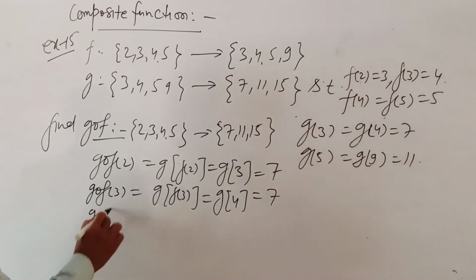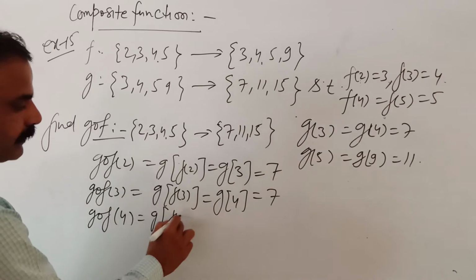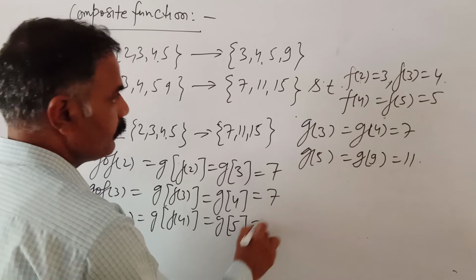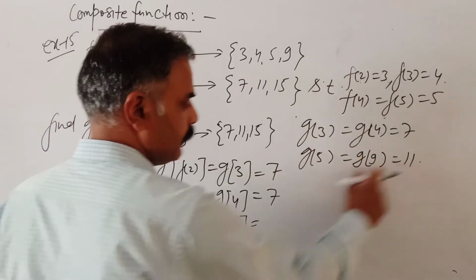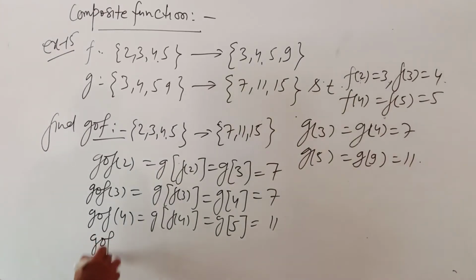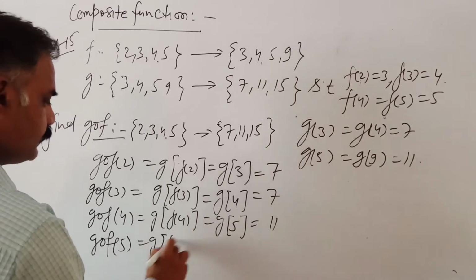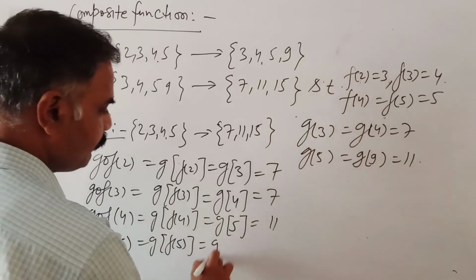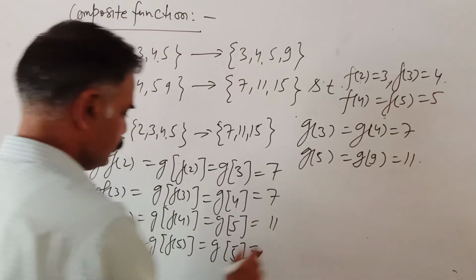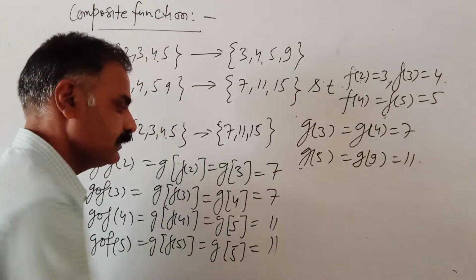Now GOF of 4 equals G of f(4), and f(4) is 5. So G of 5, and G(5) is equal to 11. So this is equal to 11. Now GOF of 5 is G of f(5), and f(5) means 5. So G(5) is equal to 11. So this is equal to 11.